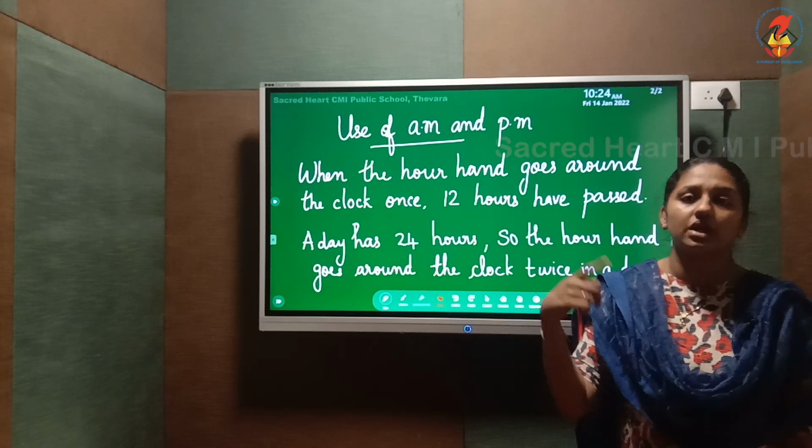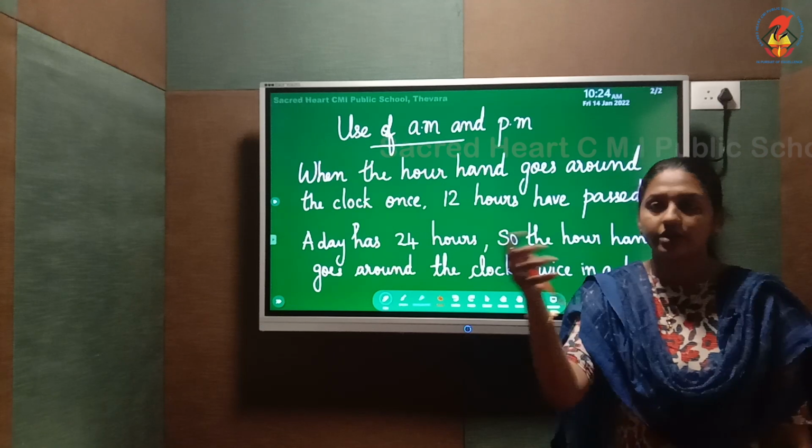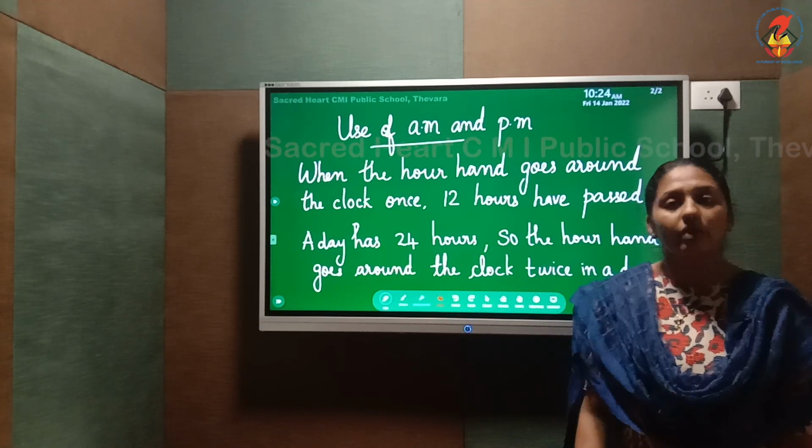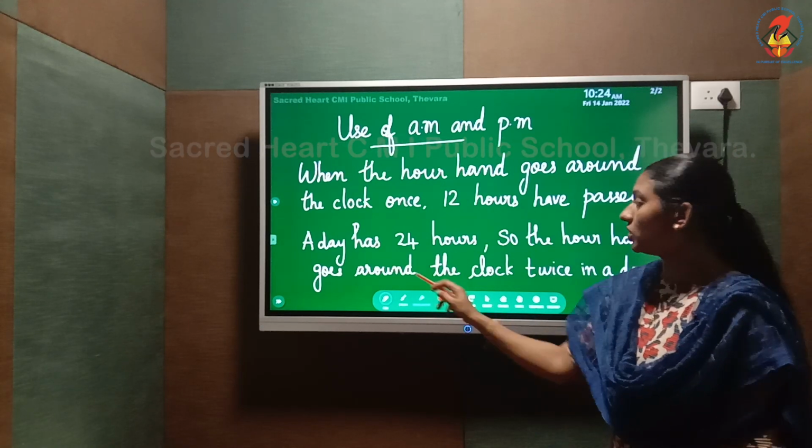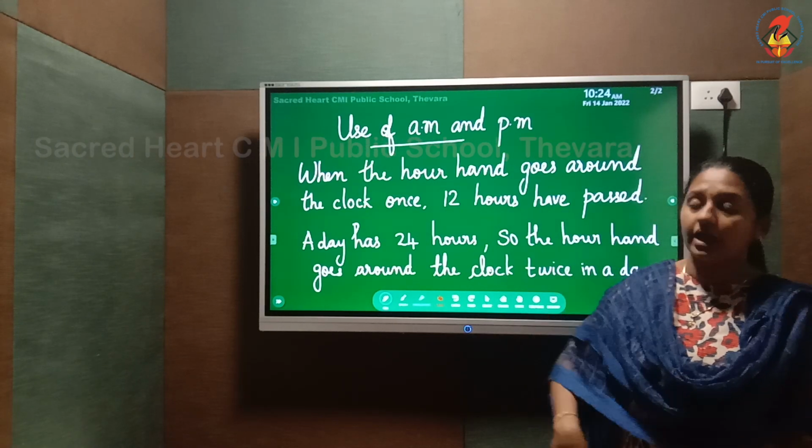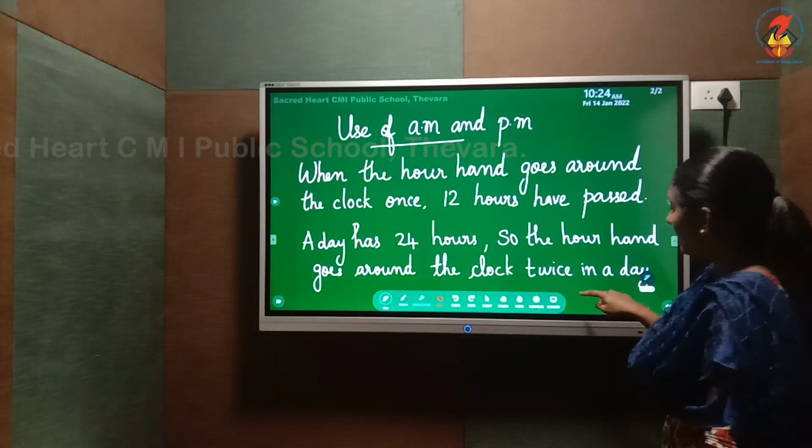It rotates again and again. Only then can we say 1 day has passed. That means 1 day is 24 hours. So the hour hand goes around the clock twice in a day. Okay.